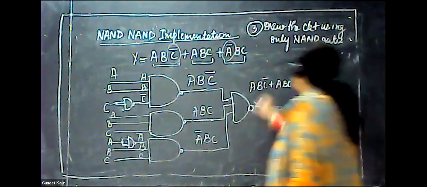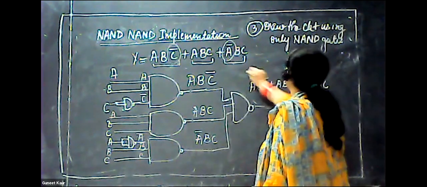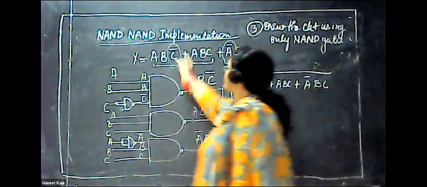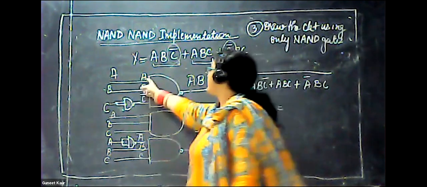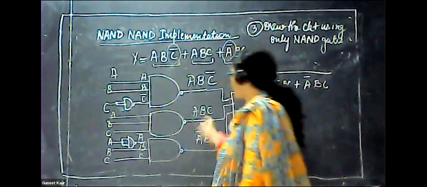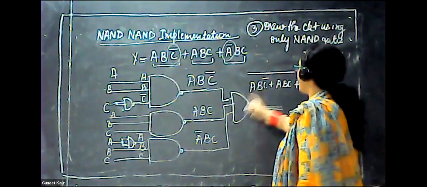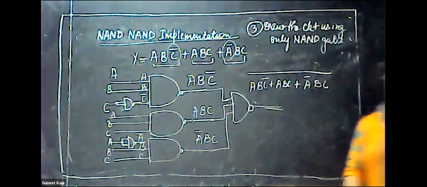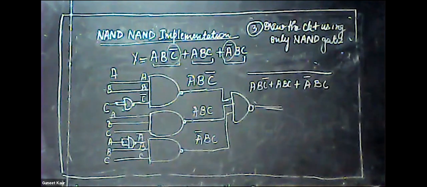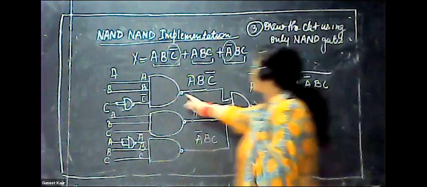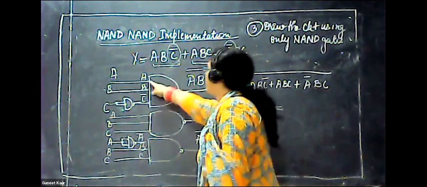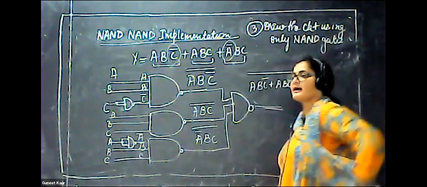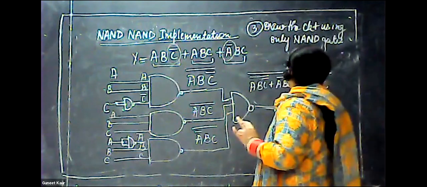In the last, we will get the expression like this, whole bar on this, because if we calculate, you will get this expression. Here we will get A, B, C bar plus A, B, C plus A bar, B, C. Due to the NAND, we will get a bar here: A, B, C bar, whole bar, over whole bar, due to this NAND gate.